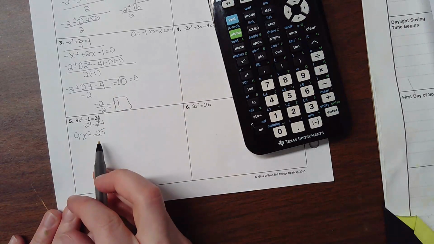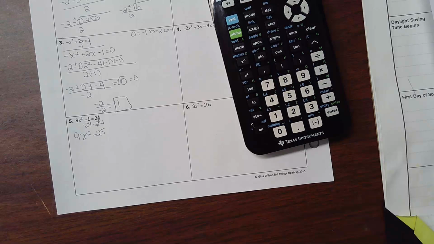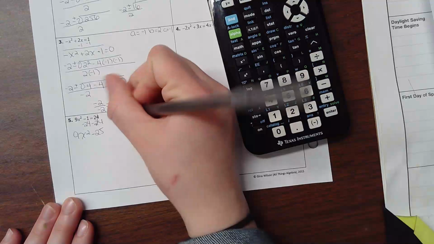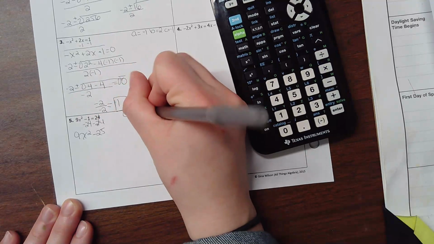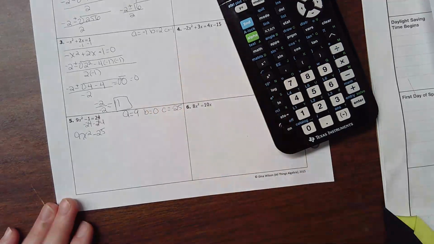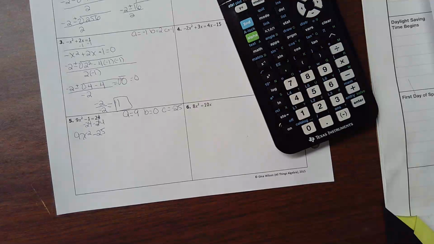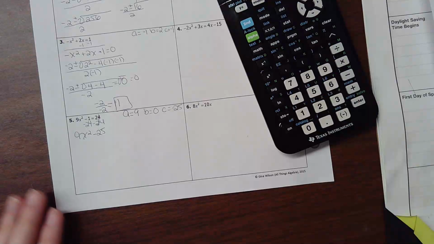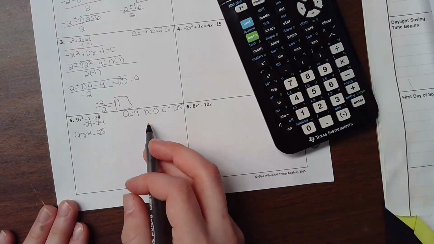I don't have a b value. I only have an a and a c. So a equals 9, b equals 0, c equals -25. So that's the first thing, is make sure you realize that for b it's 0 because there's nothing there. Now I'm going to plug it into my lovely little formula.